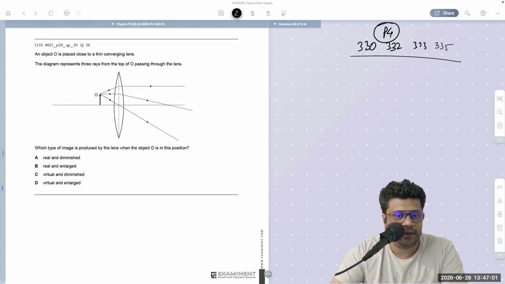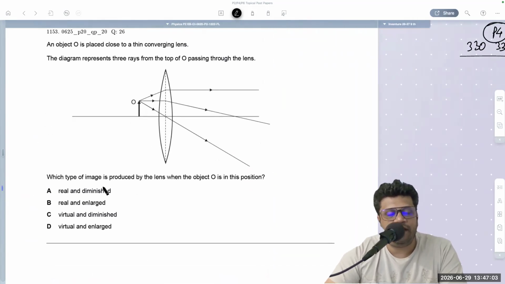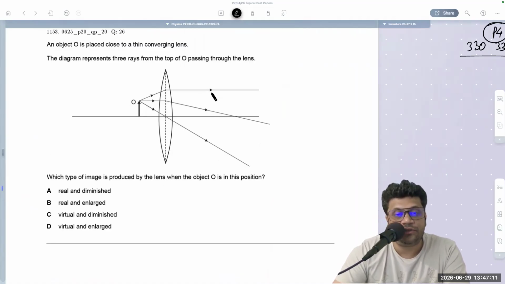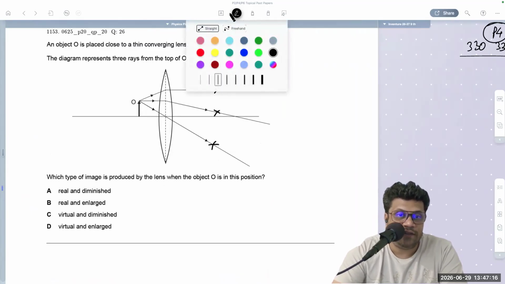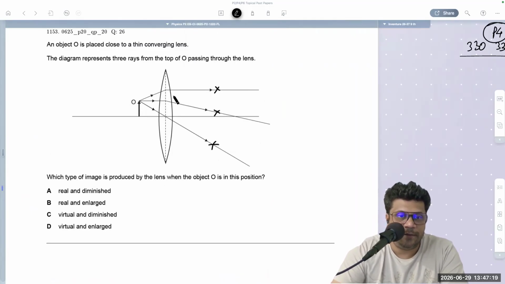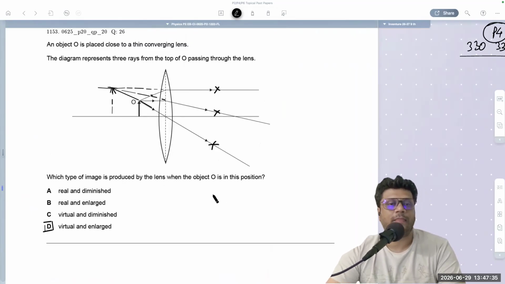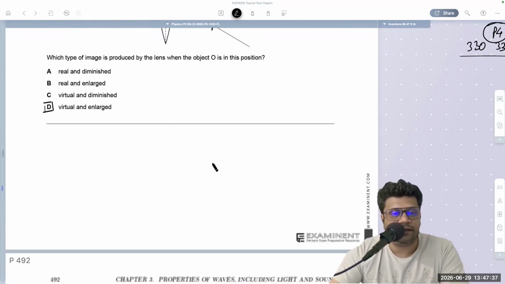Okay, let's see what's happening here. What type of an image is created when the object is in this position? Oh yeah, this is a situation where the refracted rays have diverged away from each other. I've been telling you, if the rays have diverged away from each other after the refraction, you're gonna see a virtual image. So the image is gonna be somewhere there. That's where the image is gonna be. It's gonna be virtual. It's gonna be enlarged there. Okay. So that was another kind of a question.